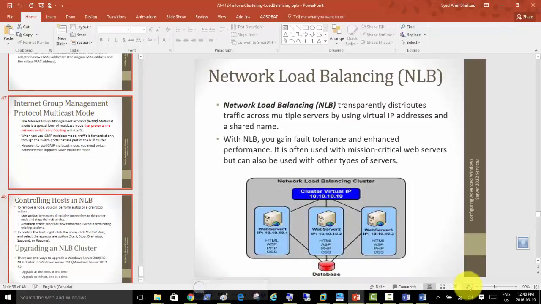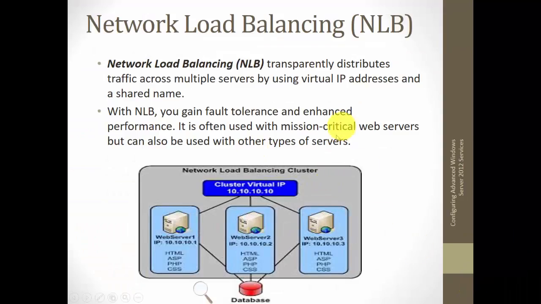So, NLB transparently distributes traffic across multiple servers by using virtual IP addresses and a shared name. Shared name, same as what we used in the forward lookup zone. But of course, this is just like clustering. With NLB, or network load balancing, you gain fault tolerance and enhanced performance. So it's much better than DNS round robin.